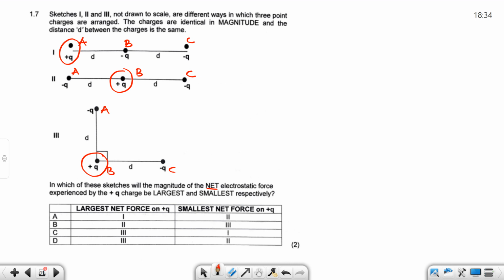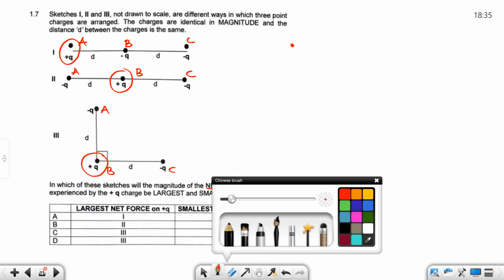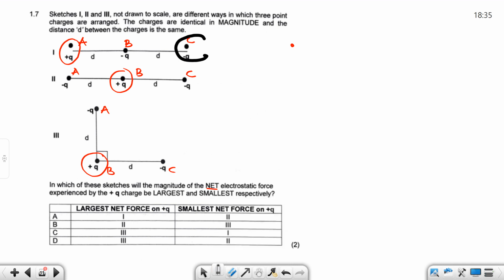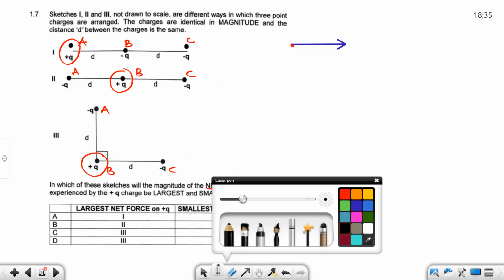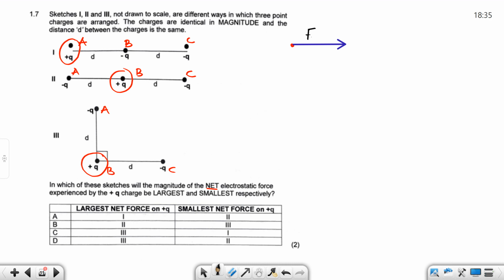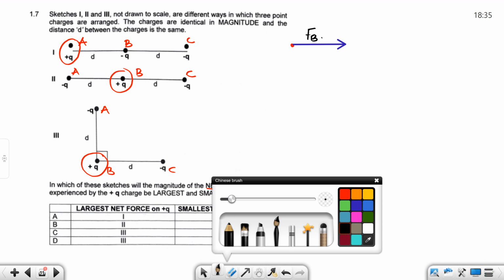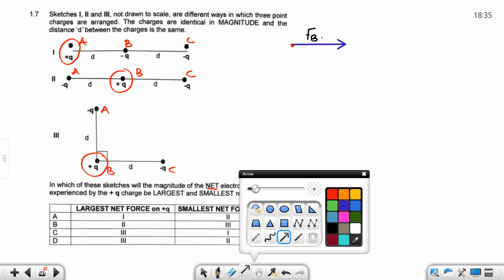Now, let's draw the free body diagram for number 1. Guys, consider this one, so forget about C for now. Let's consider these two. Positive and negative, what would happen? Attraction. We are focusing on A. A will be attracted, right? Can we call it F of B on A? We're done with A and B. Let's go to C.